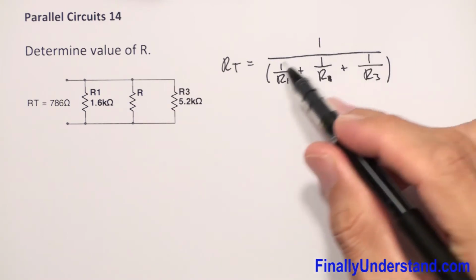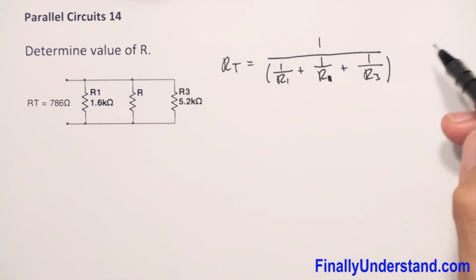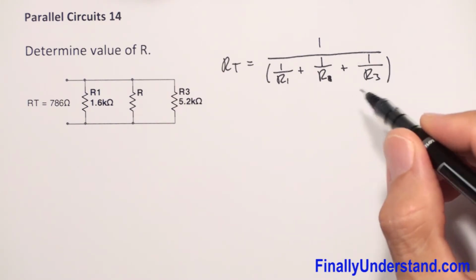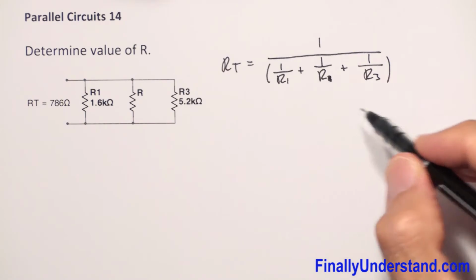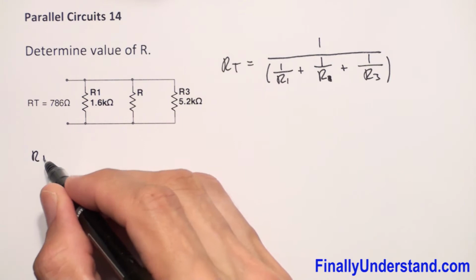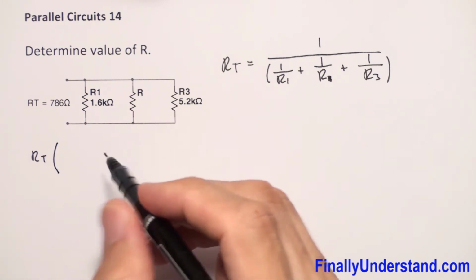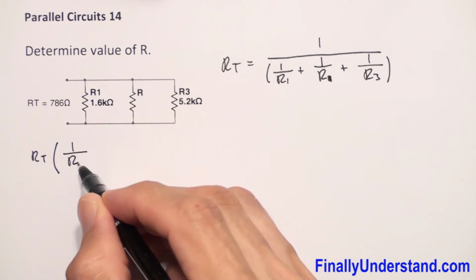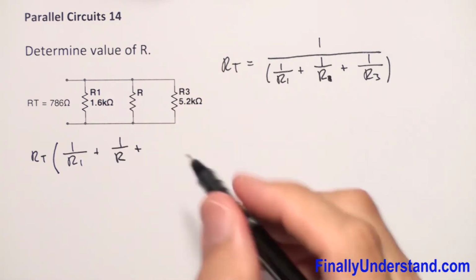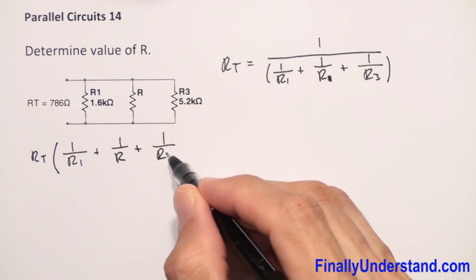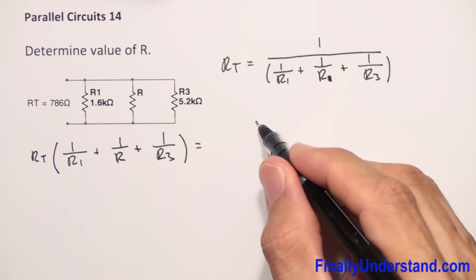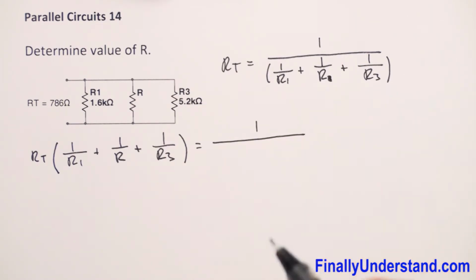So in order to solve this formula for R, I'm supposed to simply eliminate the fraction. How I can eliminate the fraction? I multiply both sides of my equation by the denominator. Okay, so I'm going to have R total times 1 over R1 plus 1 over R plus 1 over R3 is equal, let me just copy this down so everybody can see what I'm doing step by step.